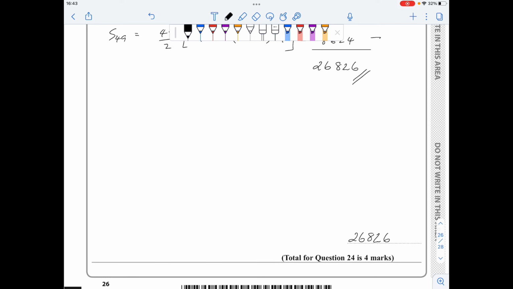Note there is an alternative way. This involves finding the 50th term using the formula a plus n minus 1 d, and then using a new series that starts from the 50th all the way to the 100th. So it's a series that contains 51 terms.